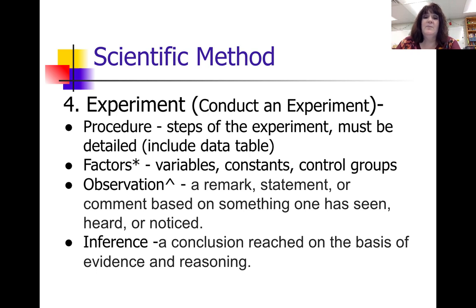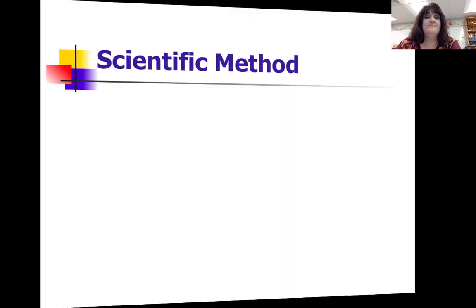Now notice that's all part of the experiment. Also notice that factors and observations have little asterisks by them because they have separate things that we're going to talk about that you're going to write at the bottom.